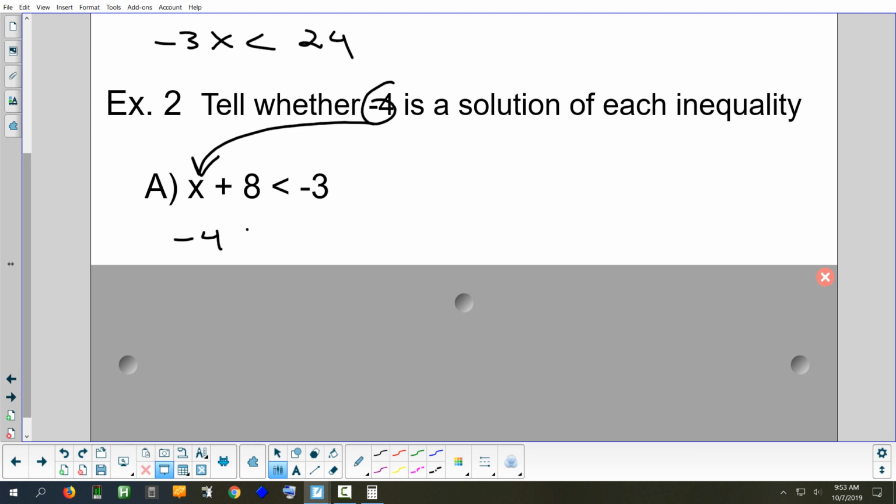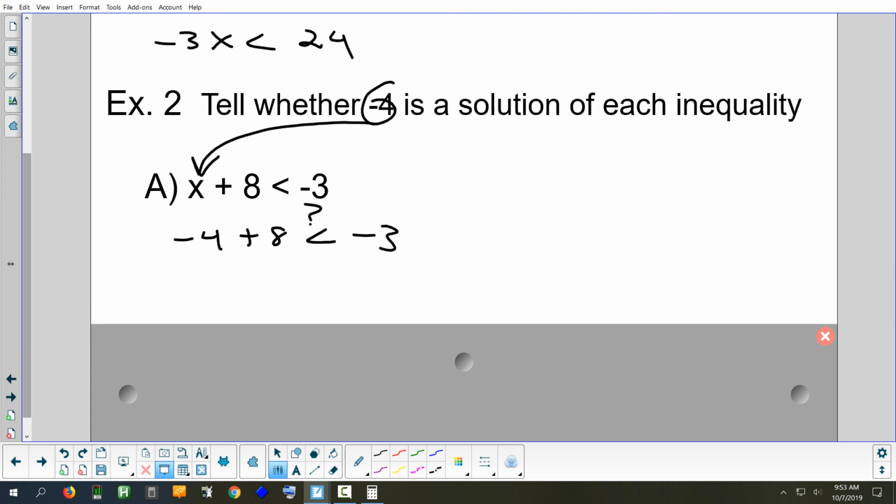So, -4 plus 8. Sometimes if I don't know if something's true, I put a question mark so I remember, oh yeah, I'm trying to figure out if it's true. I'm not saying it is true yet. I don't know. And if we add those up, what's -4 plus 8? 4. Yep. So you get 4 is less than -3.